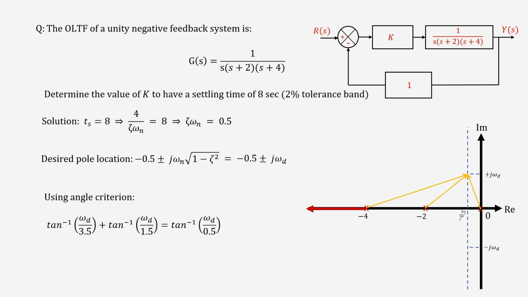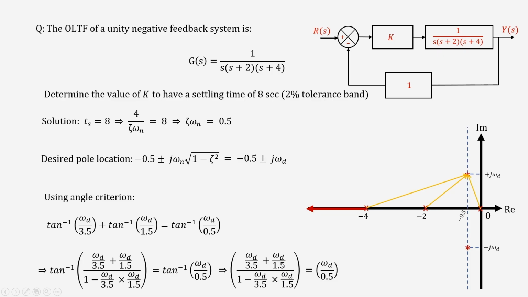Okay. Now, how do I solve this? You know what is tan inverse of A plus tan inverse of B. I use the formula for that. So, this will be the tan inverse of A plus B by 1 minus AB, and on the right hand side you have tan inverse of omega d by 0.5. You equate all this, omega d gets cancelled, and then finally you are left with omega d equal to 1.6583. Great. So, I have found out the value of omega d.